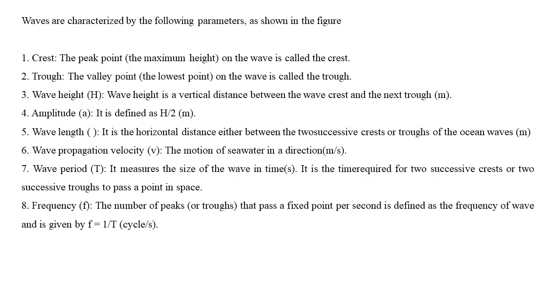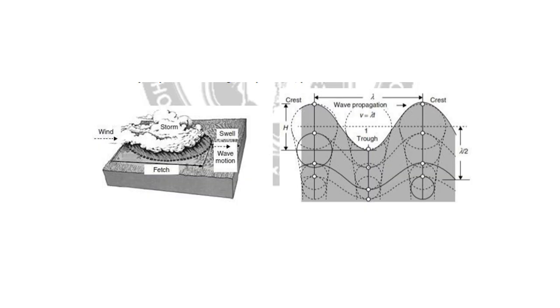Wave propagation velocity. The motion of seawater in the direction of the wave. Wave period. It measures the size of the wave in time. It is the time required for two successive crests or two successive troughs to pass a point in space. Frequency. The number of peaks that pass a fixed point per second is defined as the frequency of the wave, as given by f equals 1 by T cycles. This is the crest and trough diagram.